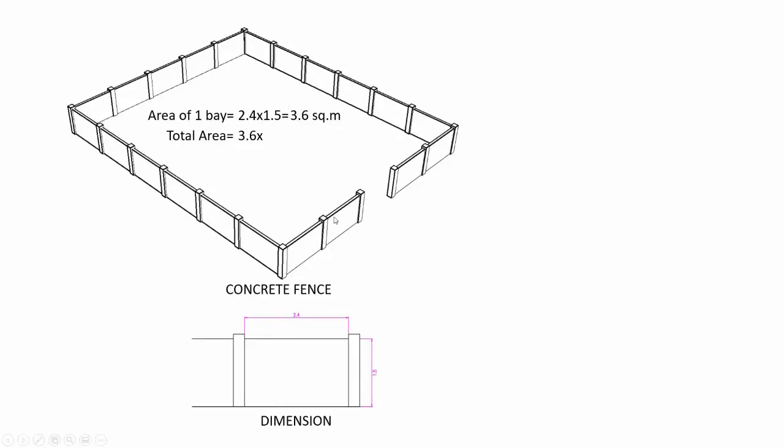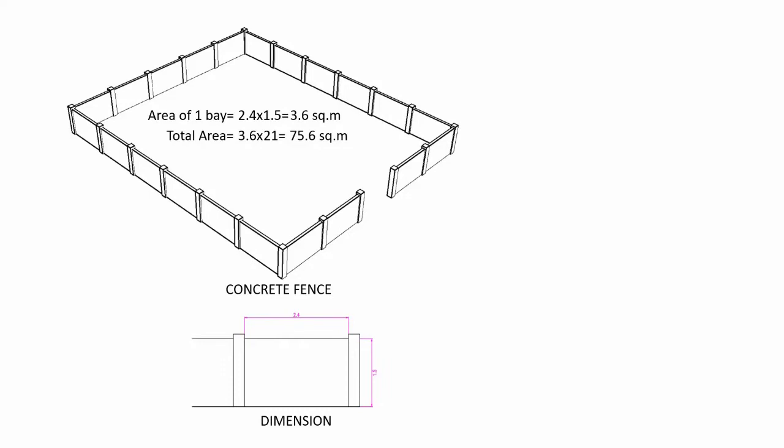So in this case, 1, 2, 3, 4, 5, 6, 7, 8, 9, 10, 11, 12, 13, 14, 15, 16, 17, 18, 19, 20, 21. We'll exclude this area because this is the gate. So 3.6 times 21 equals 75.6 square meters.